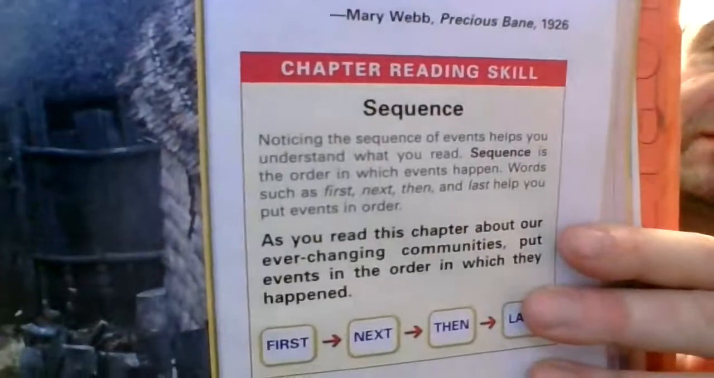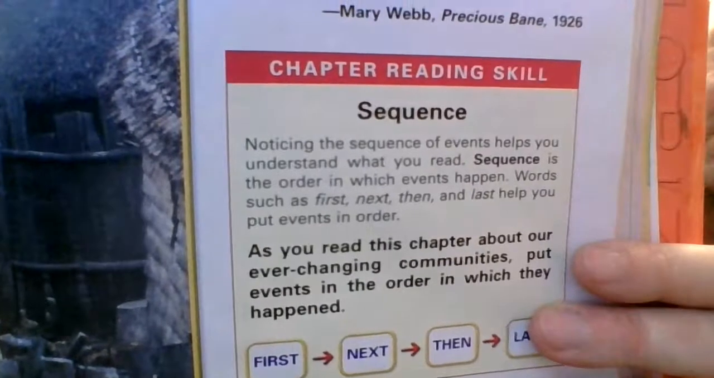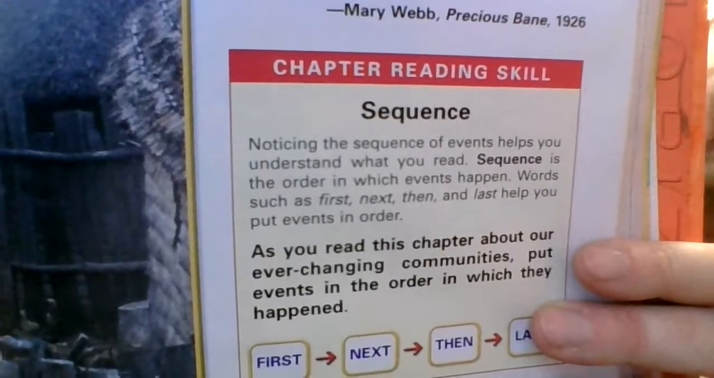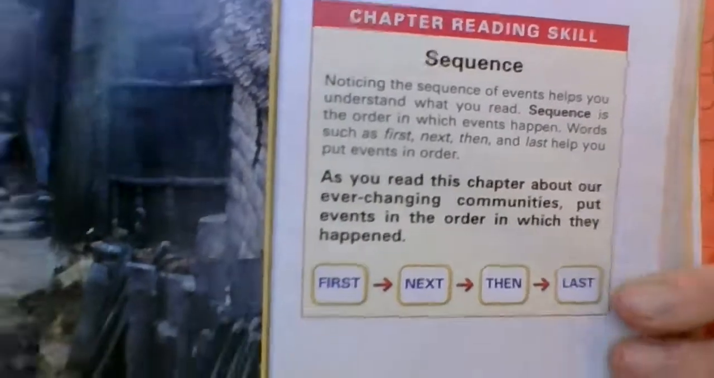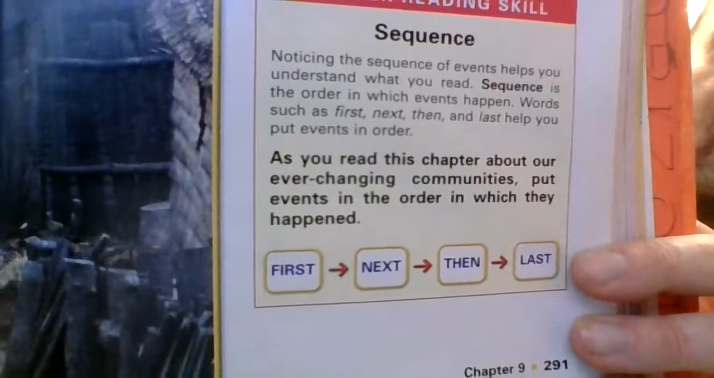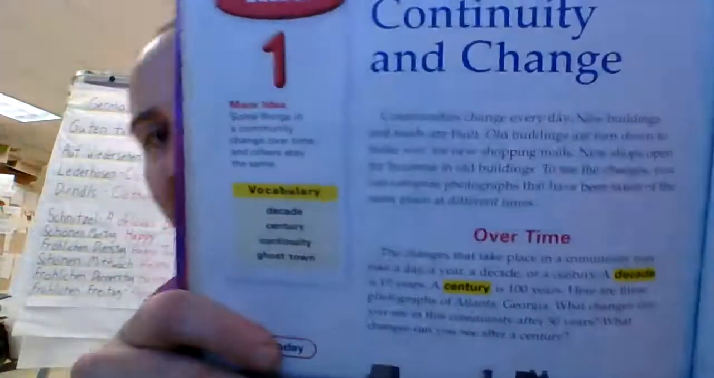And this was just talking about sequence. Noticing the sequence of events helps you understand what you read. Sequence is the order in which events happen. Words such as first, next, then, and last help you put events in order. As you read this chapter about our ever-changing communities, put events in the order in which they happen. First, next, then last. Awesome. Continually change.